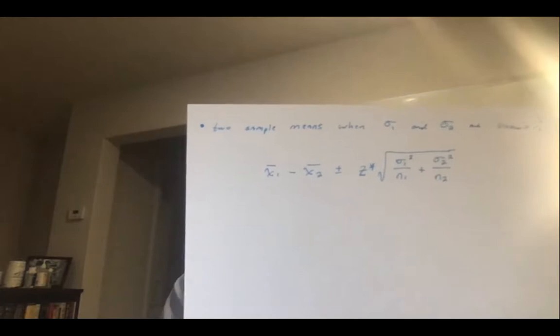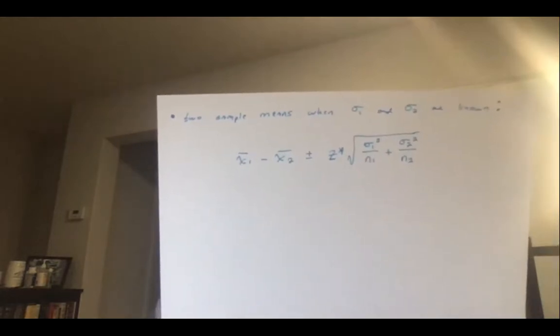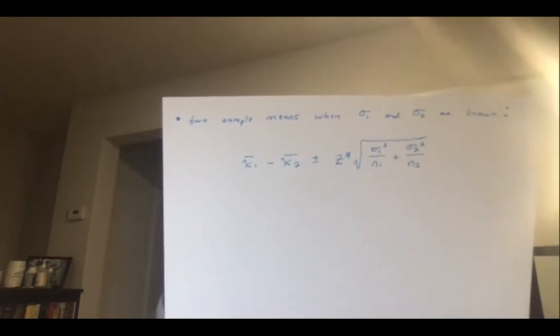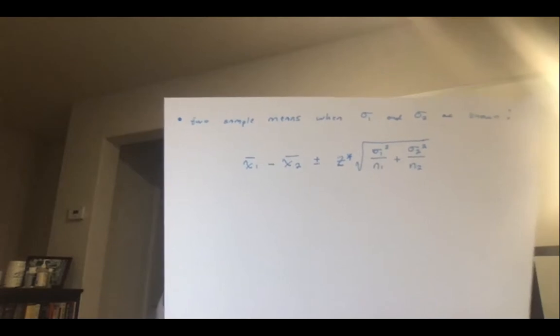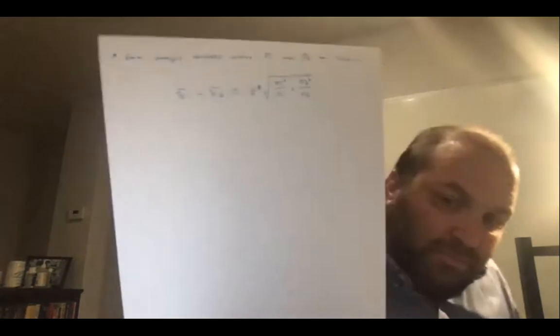Does that seem reasonable based upon the 1 sample case? It's very similar. Let's go through it. There's 1, 2, 3, 4, 5, 6, 7 numbers here. What are the 7 numbers in this case? What are the 7 values?